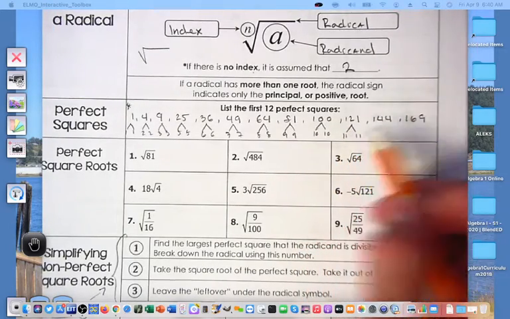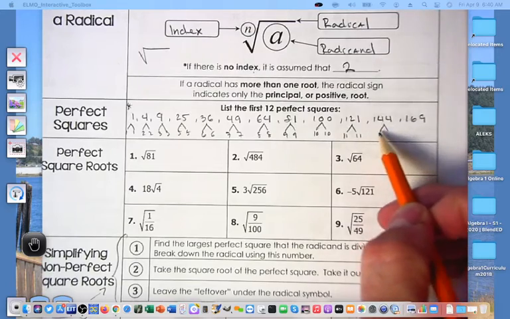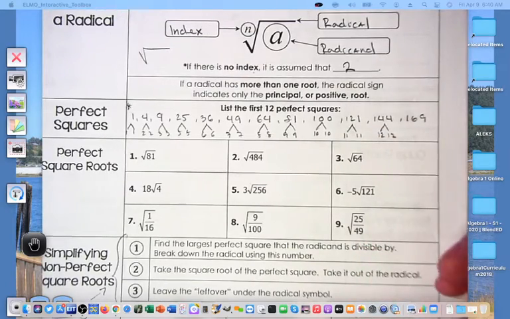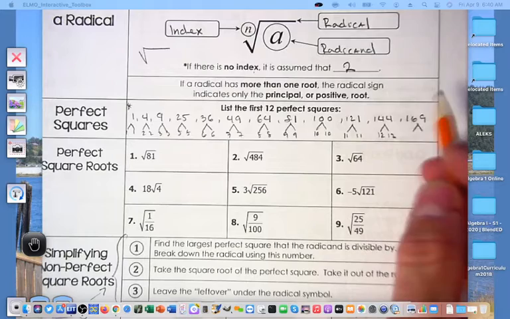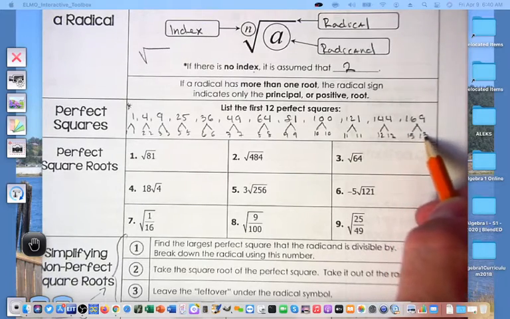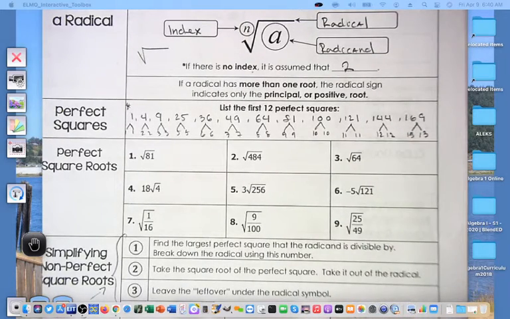11 times 11 is 121. 12 times 12 is 144. And then here on the very end, we've got one that you probably don't have memorized. 13 times 13 is 169.